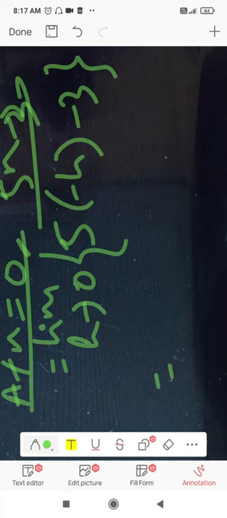Now you can put the limit, if you put h equal to 0, then this will give us 5 into 0 minus 3, which is minus 3. So the left hand limit we got is minus 3.